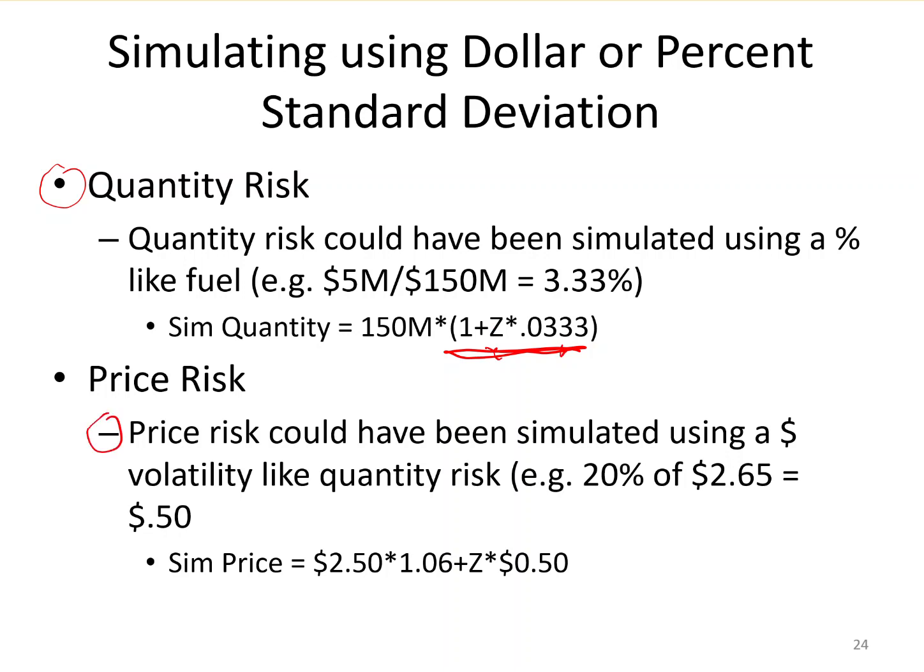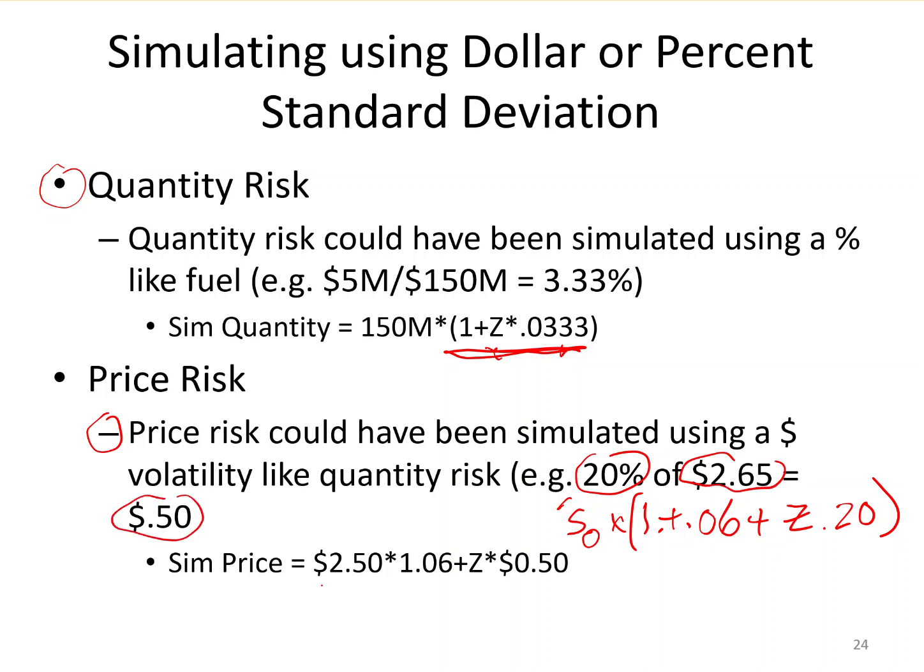On the price risk, I did do it on percentage. If you remember the formula we used, it was the spot price times the expected appreciation, 1 plus 0.06 plus that random z times 20% standard deviation, which is just how I did stock price simulations before. However, you could say that 20% of 265 is 50 cents.